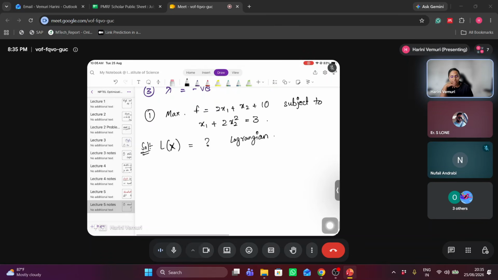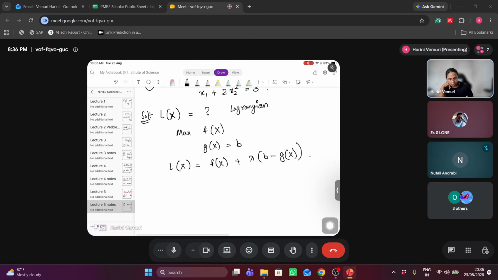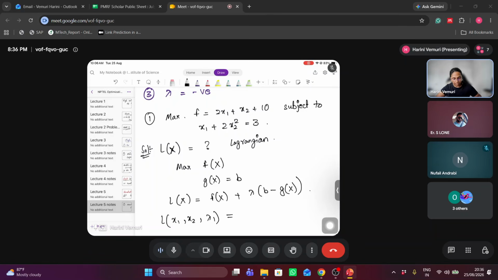Yeah. So if you remember, when we have maximization type f of x or minimization type, and we have a constraint g of x equal to b, then the Lagrangian will be in the form f of x plus lambda times b minus g of x. Okay, so that's why we have x1, x2 and lambda 1 because we have only one constraint, and x1, x2 are the variables already given.